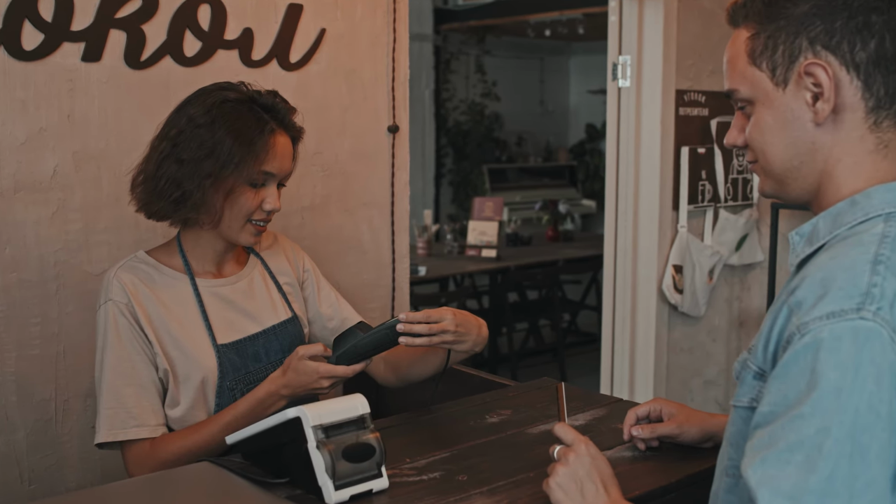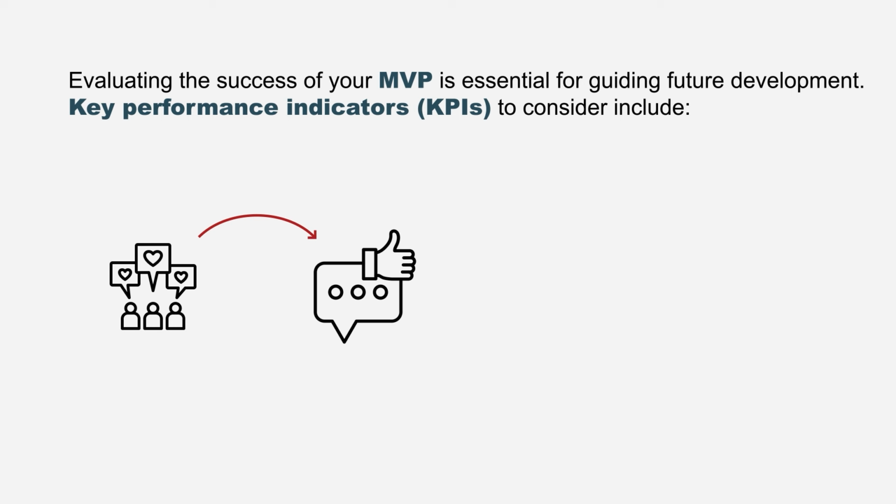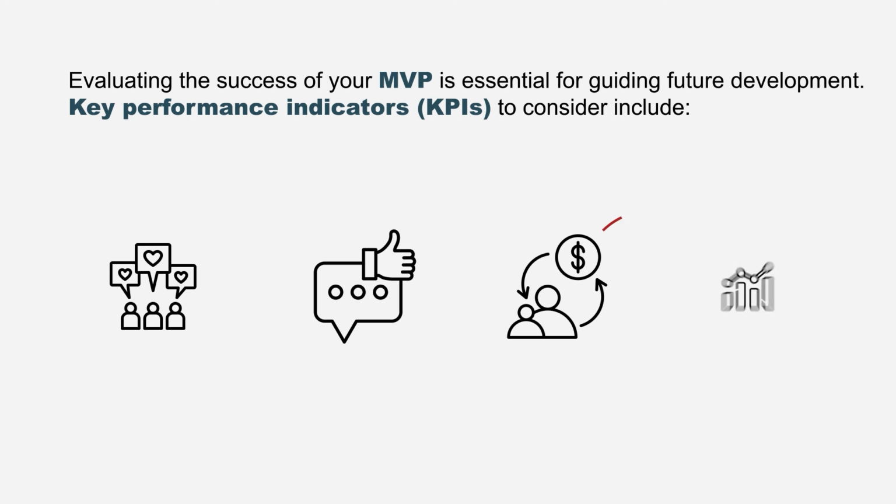Evaluating the success of your MVP is essential for guiding future development. Key performance indicators, KPIs, to consider include user engagement. Track how frequently users interact with your core features. Feedback quality. Assess whether the insights provided by users are actionable and validate your hypothesis. Conversion rates. Monitor if early adopters transition into regular users or paying customers. Retention metrics. Evaluate how many users continue to engage with your product over time, signaling lasting value.